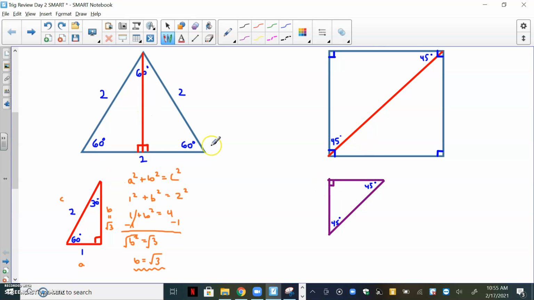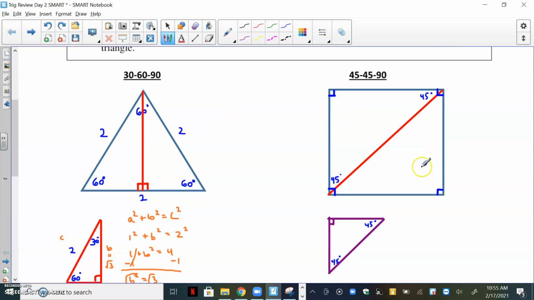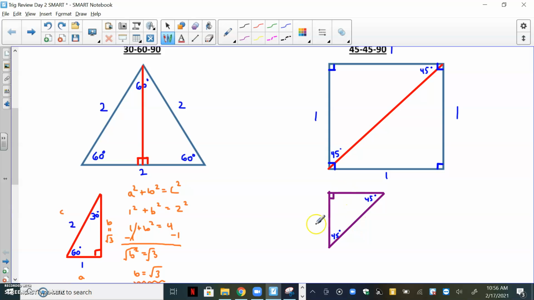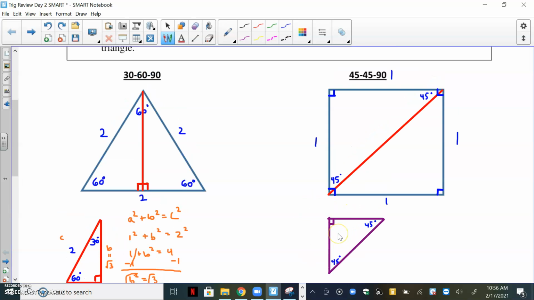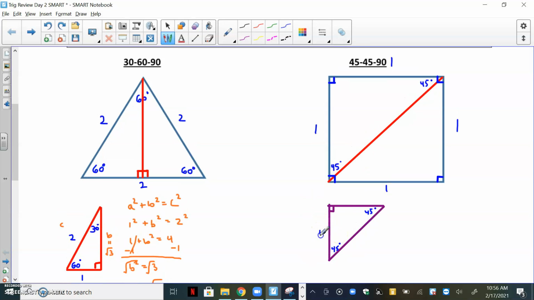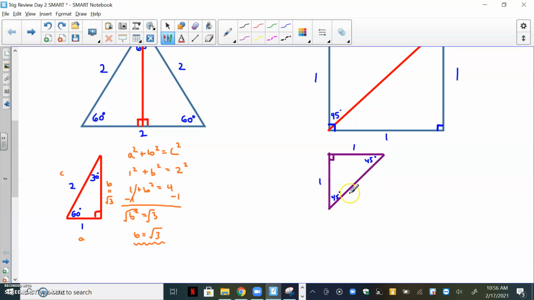Now, just like how we picked a convenient side length for the equilateral triangle, we're going to pick another one for this one. This time, our convenient side length is going to be 1. So every side of this square has a length of 1. Keeping that in mind, in my little half of the square, this triangle, these two legs are going to have a length of 1 as well, because it's just these two. And we have to figure out what the third one is.